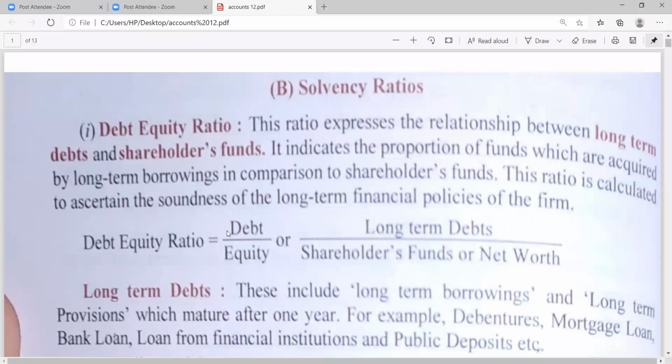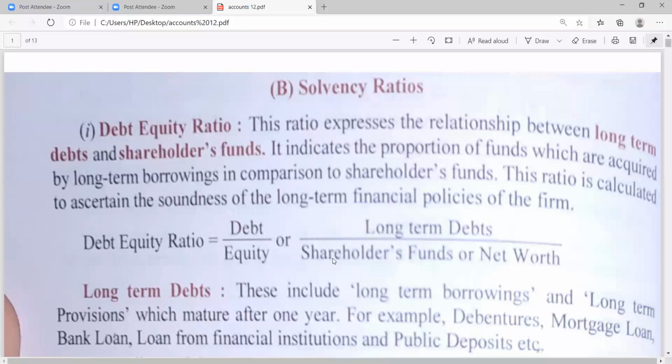If I discuss the formula, then it is clear to you. Debt equity ratio: the formula is hidden in the name of the ratio. Debt upon equity. Here, debt means the long-term borrowings and all. Equity means the shareholder funds, or we can say the net worth. So debts are the long-term debts, while the equity is the shareholder funds.